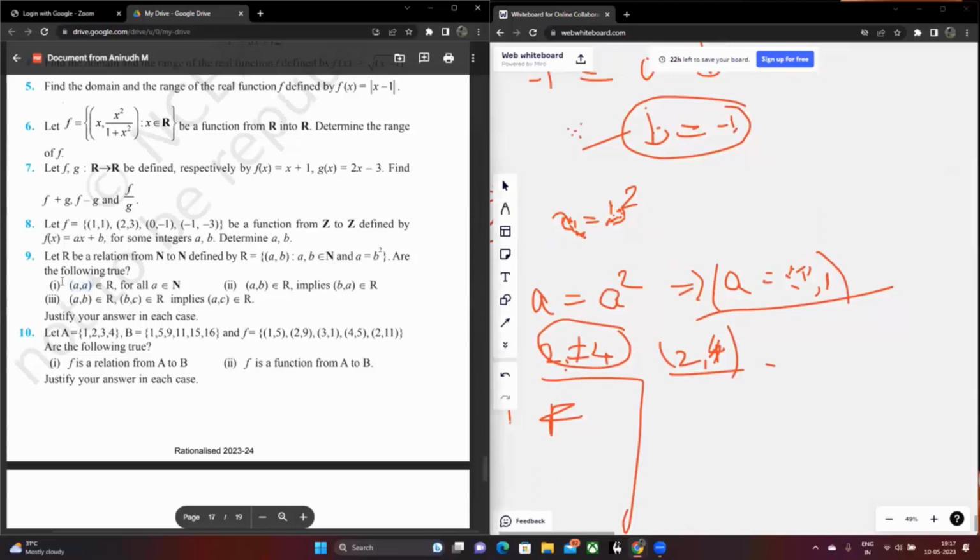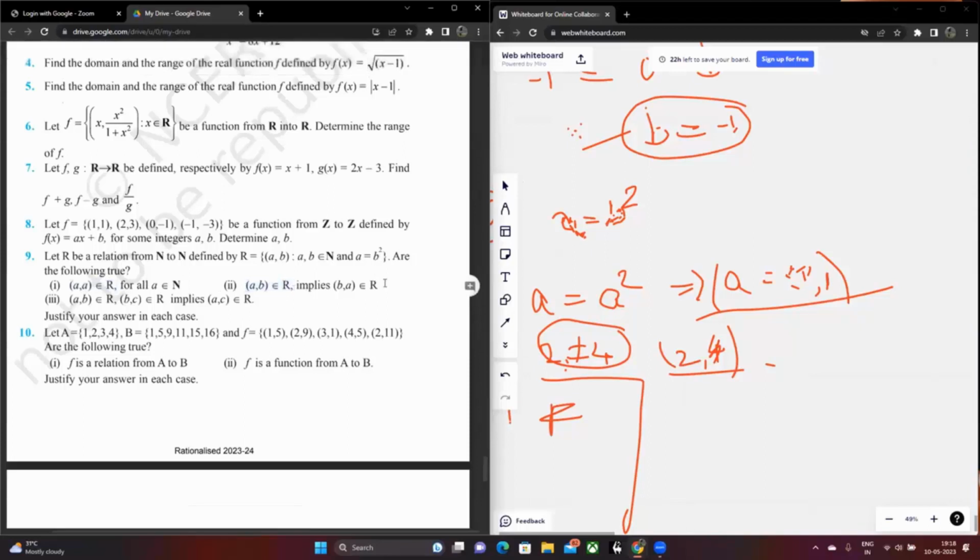This property is known as the reflexive property. If for some relation R this property holds true, that is, if (a, a) belongs to R, then that relation is said to be reflexive. It's something that you'll learn in class 12, I think. But whatever, this is called the reflexive property.